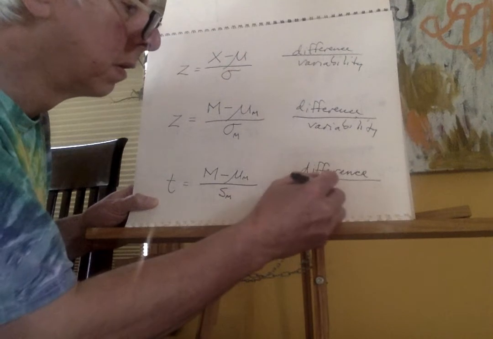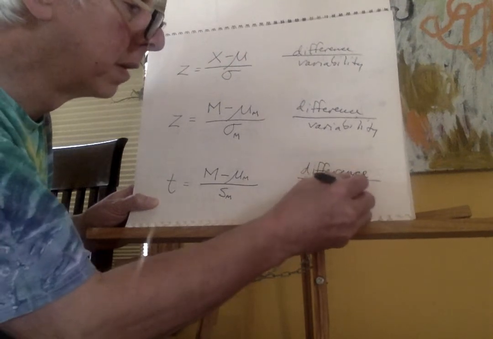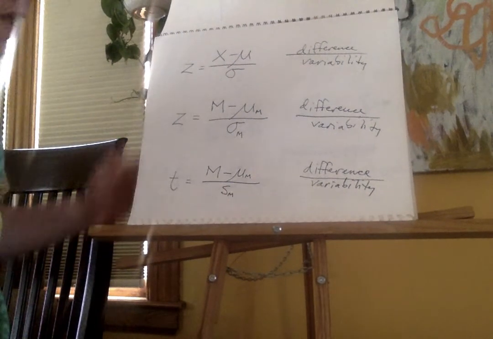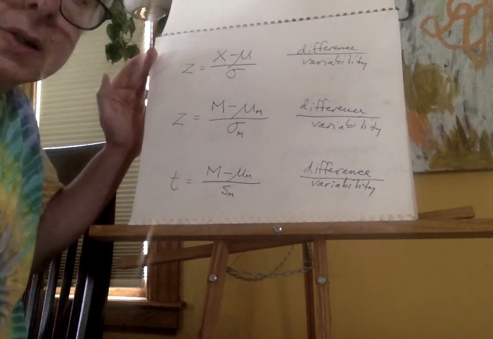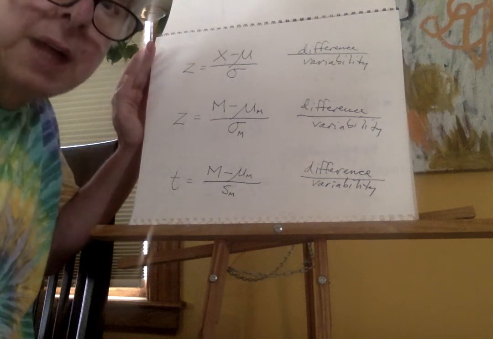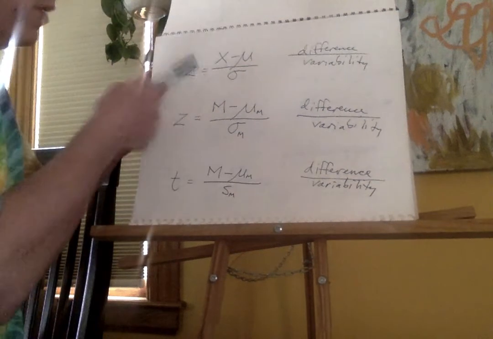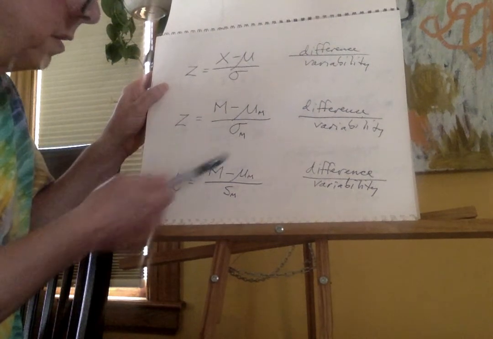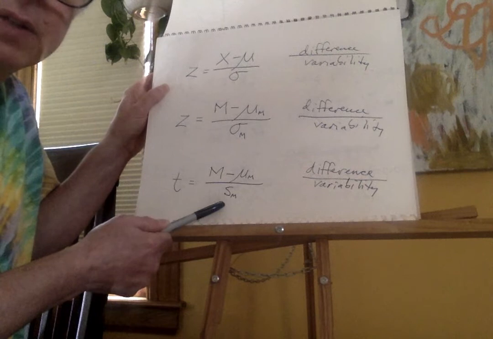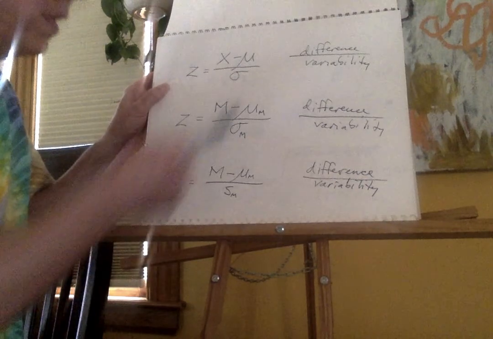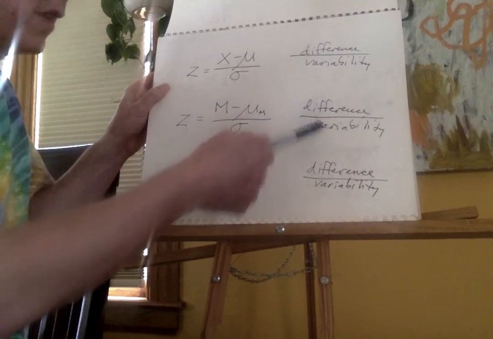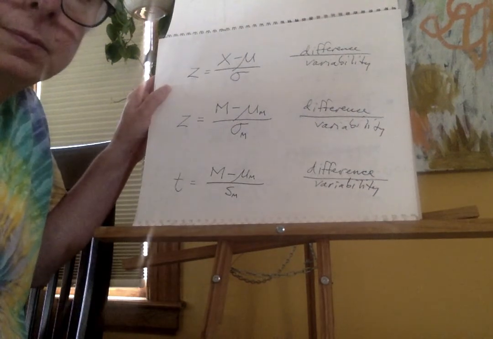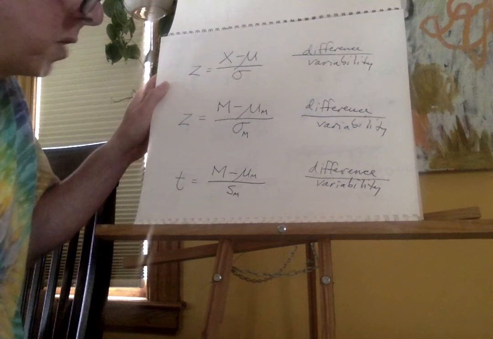Difference over variability. Okay. I hope that when you see it like this, you see the common feature. Individual score, samples where you have the sigma, samples where you're guessing at sigma. It's all the same form. Difference over variability, difference over variability, difference over variability. Okay. All right.